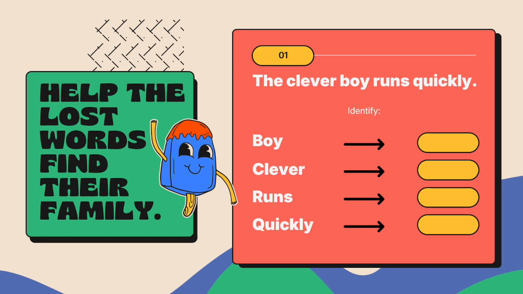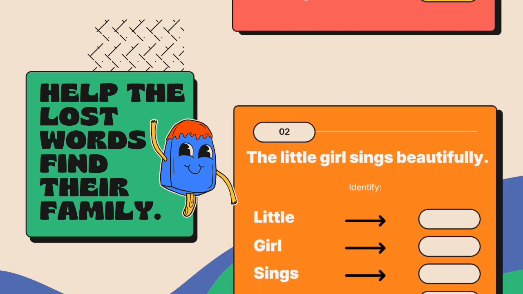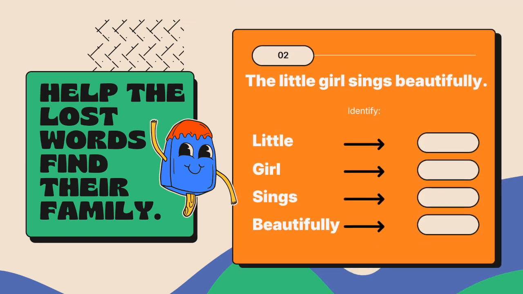So, boy is the noun. Clever is the adjective because it describes the boy. Runs is the verb. And quickly is the adverb because it explains how the boy runs. Yay, great job! Next, let's continue with the second question. The little girl sings beautifully. Can you identify the word classes?